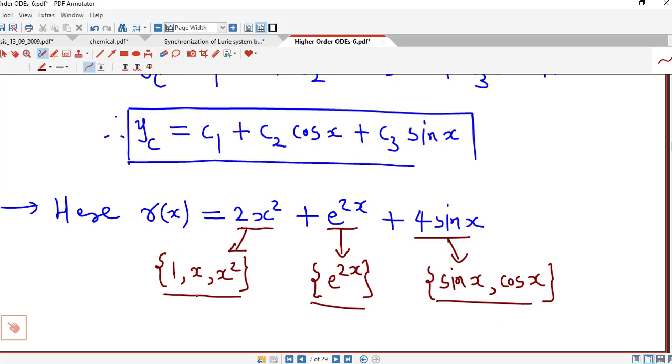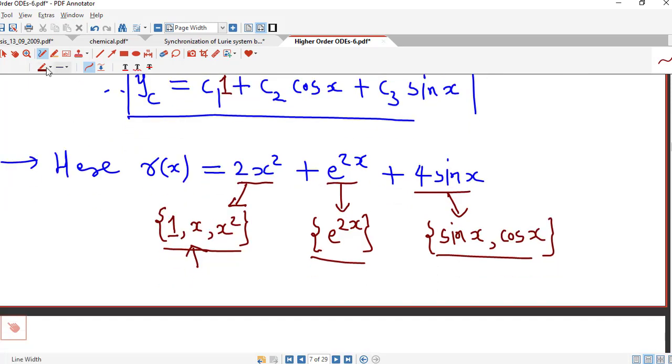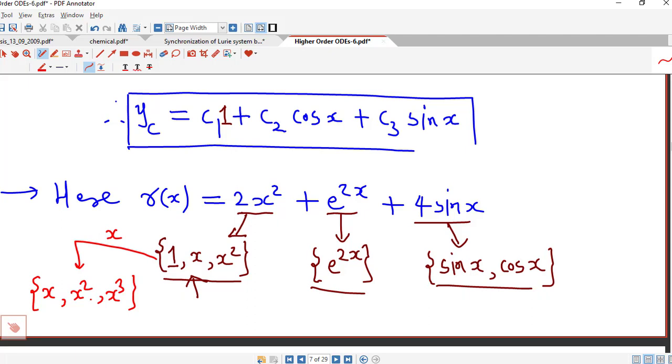So we check one by one. Here in this family we have 1, x, x square. So here 1 is present in the complementary function. So we have to modify this family by multiplying by x. If we multiply by x, this family becomes x, x square and x cube. Again we check whether any member of the modified family is present in the complementary function or not. Now there is no member of this family present in the complementary function. So this will be the correct choice for this function 2x square.